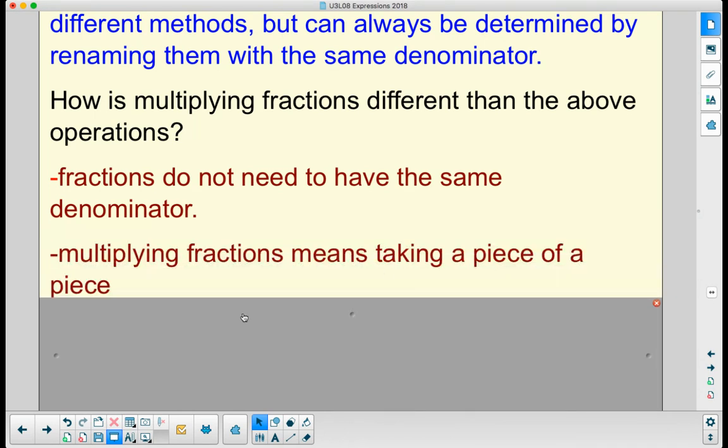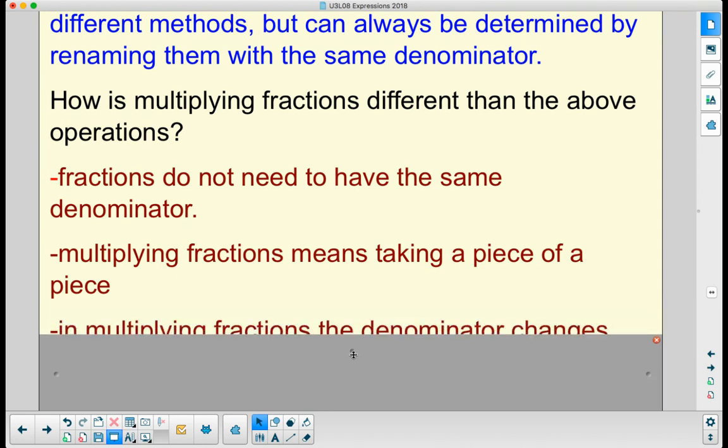Multiplying fractions means taking a piece of a piece. We're not combining them like adding. We're not taking away or comparing them like subtraction or comparing how different they are. We are taking a piece of them. When you multiply fractions, you're taking a piece, less than a whole of it.